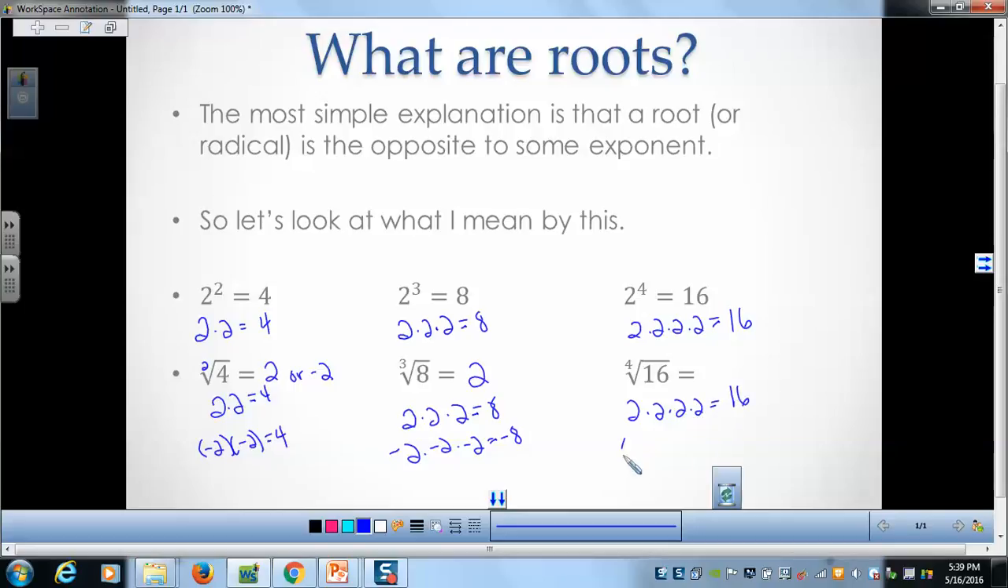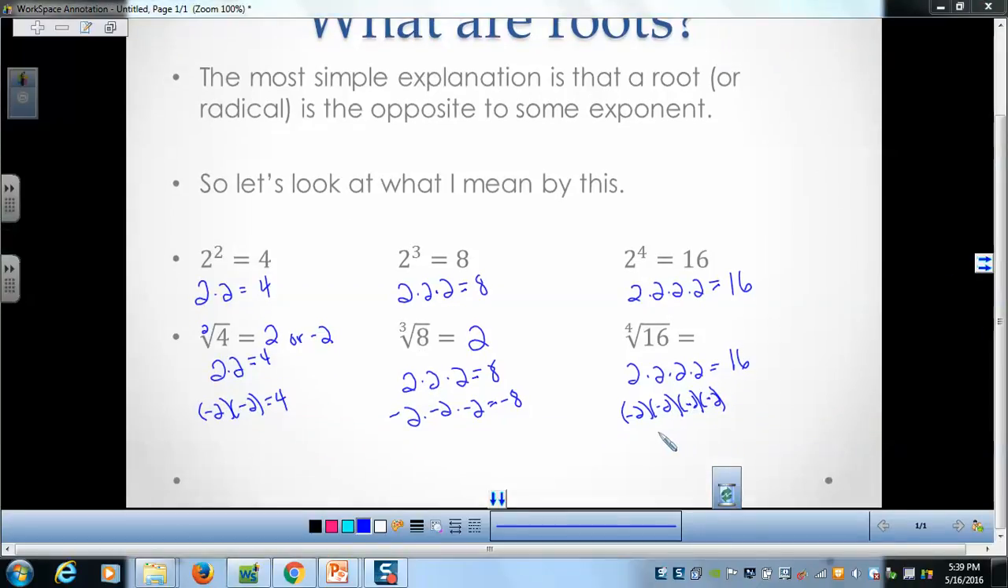But we could also do negative 2 times negative 2 times negative 2 times negative 2. If we look at that, negative 2 times negative 2 is a positive 4, negative 2 times negative 2 is a positive 4, and then 4 times 4 is 16. So we have 2 possible answers on this. The important part is that with an even root, we could have 2 ways of getting to that number, the positive version or the negative version.